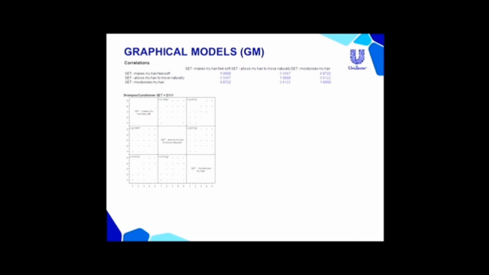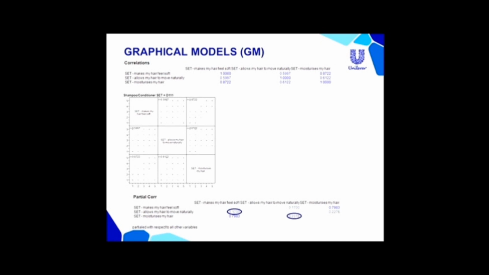So just an example. This is three questions from a shampoo set, meaning shampoo and conditioner. You've got reasonable correlations here and here, 0.5 and 0.6. But if you look at the partial correlation, it turns out they're actually not that high, 0.2 and 0.1.